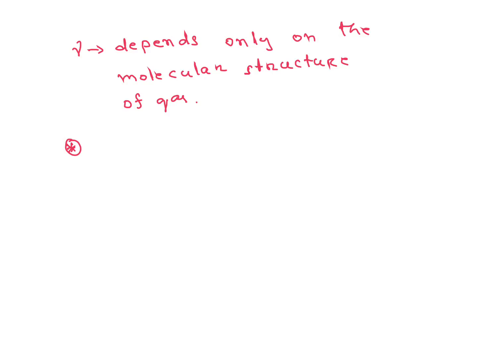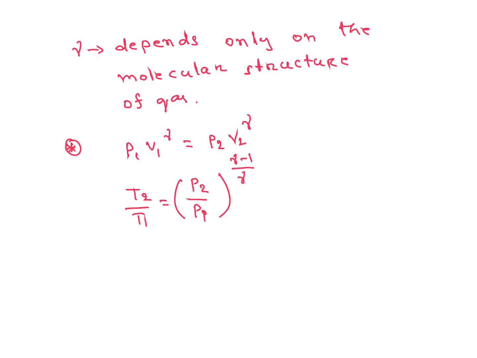And then P1 V1 to the power gamma equal to P2 V2 to the power gamma. T2 by T1 equal to P2 by P1 whole to the power gamma minus 1 by gamma, equal to V1 by V2 whole to the power gamma minus 1. This is very useful. So many times they asked these problems.